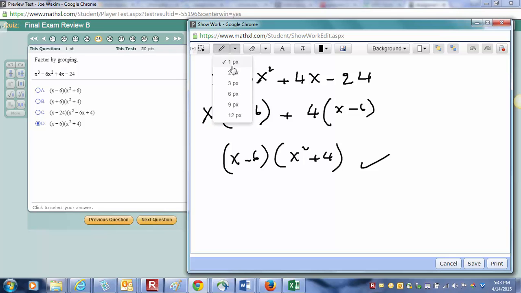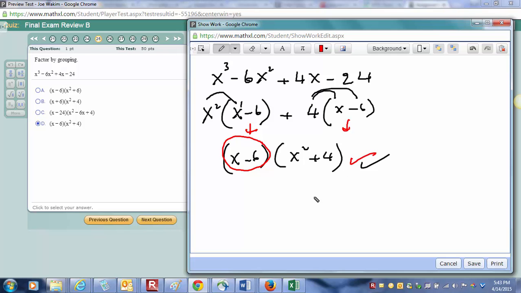If you try to distribute here, you get x squared times x, x cubed, x squared times negative 6, negative 6x squared. Here if you take 4 as common factor, you will end up with x minus 6. Again, if you distribute, you get 4x minus 24. Now we have x minus 6 and x minus 6, they're common factors. So you take x minus 6 as a common factor and you are left with x squared plus 4, and that would be the final answer.